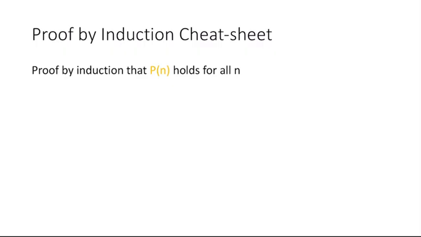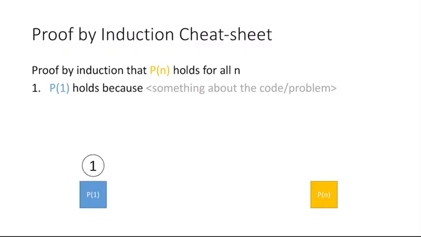We're going to say that P of n holds for all n. So P of n, the property we want to hold for everything. We start by proving the base case. So P of 1 holds because something about the code. This is where you actually reason about what the code does. So if we have a single element in Quicksort, our Quicksort implementation just returns that single element because it's already in correct sorted order. So that's the base case.